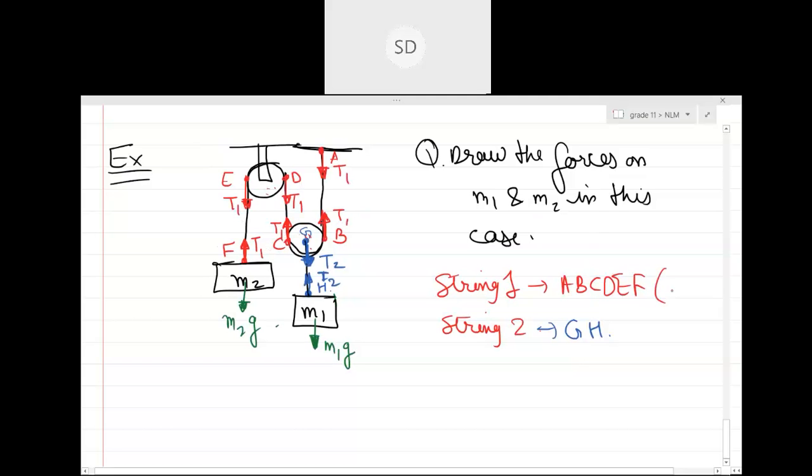So what is the tension in this string? It's T1. And what is the tension in this string? Are you getting my point, guys? Now is it clear how to draw the forces?